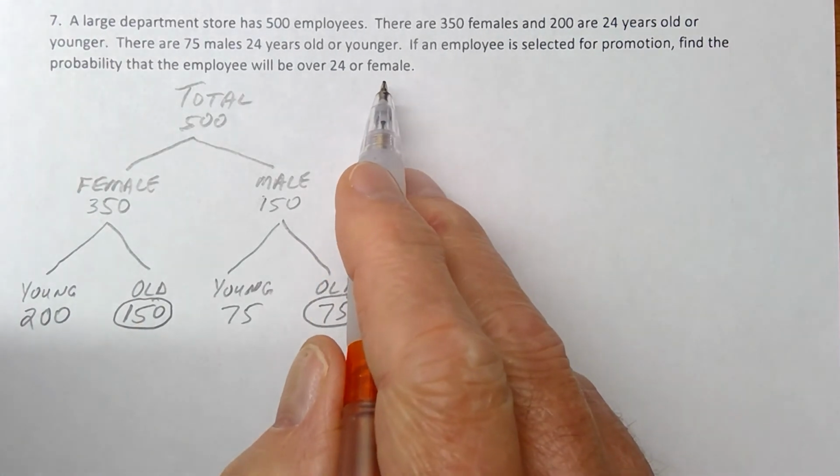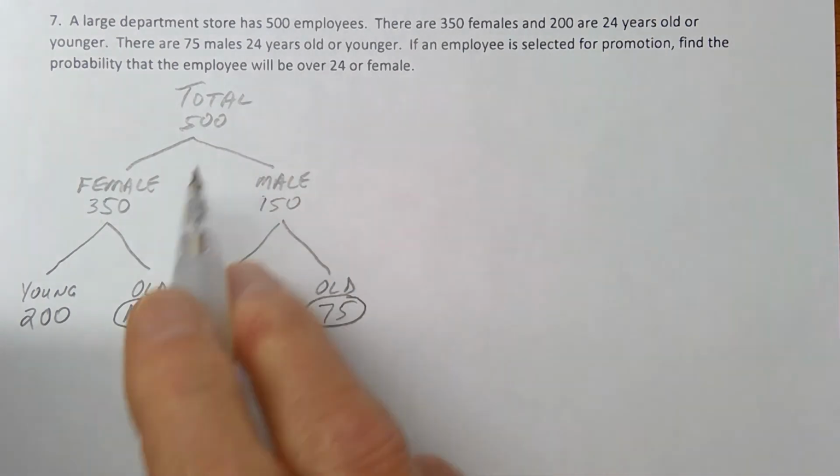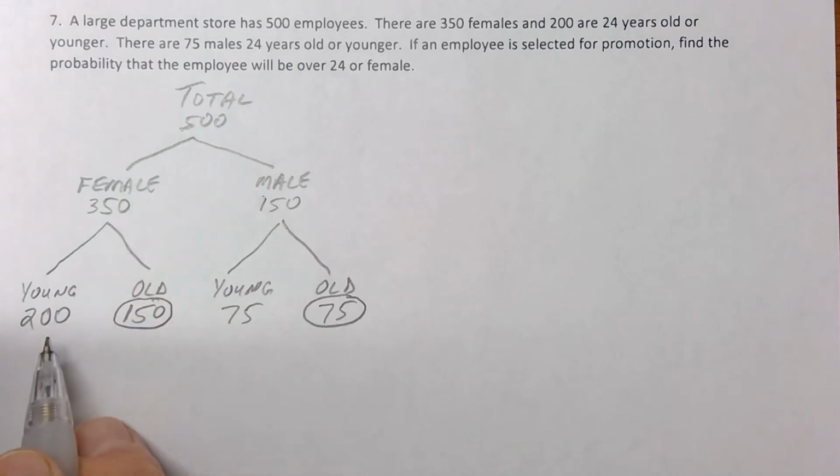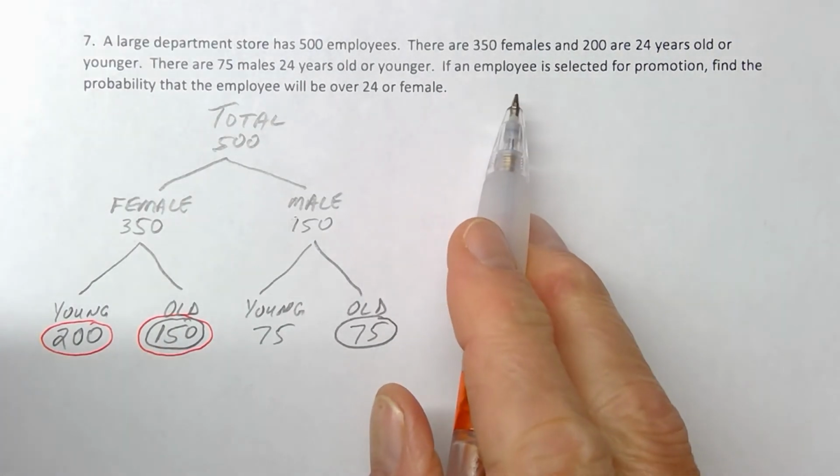And then they could also be female. They can be old or female. So if it's a female, it also wins. Well, there's 350 females, so either young or old is going to be a winner. So I circled them in red just to be different. All right, let's go through it again.